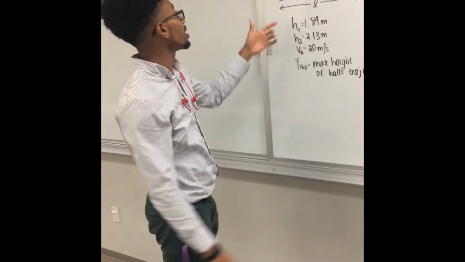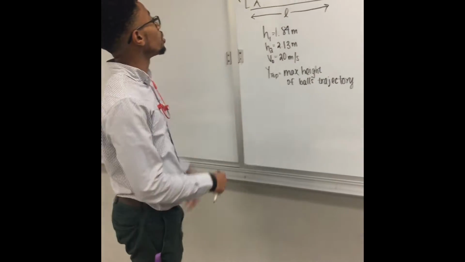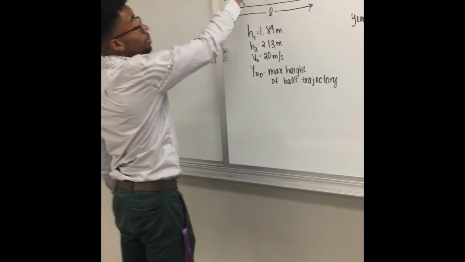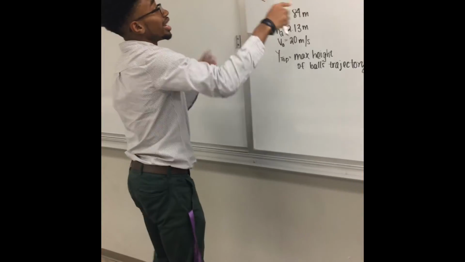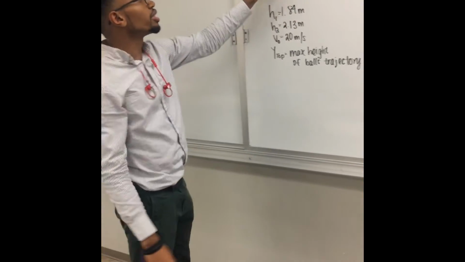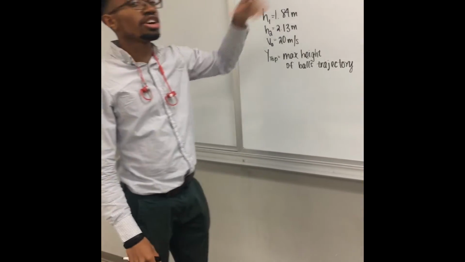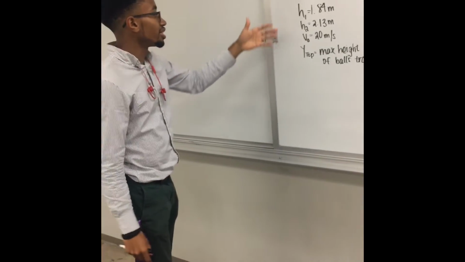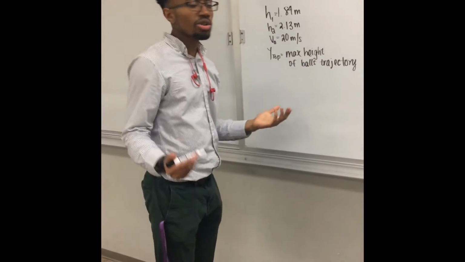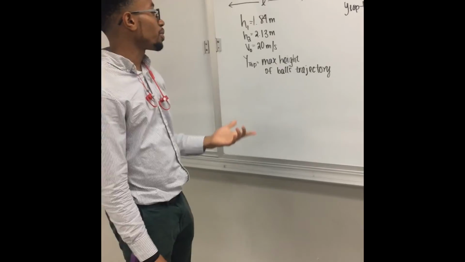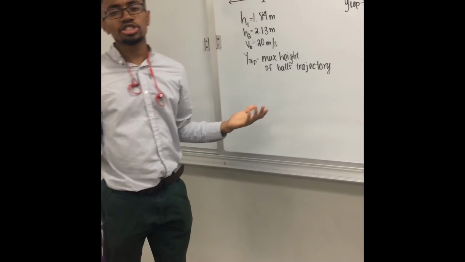factoring in Matt Ryan's height, 1.84 meters, the speed at which he threw the ball, and the angle, which is 25 degrees, and the height at which Julio caught the ball. And so these are the givens. And now the goal is to find y top, which is the max height of the ball's trajectory.